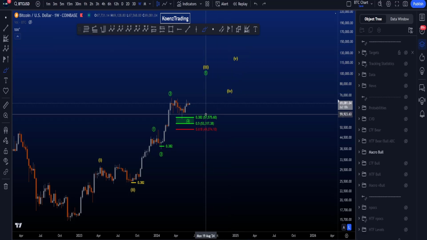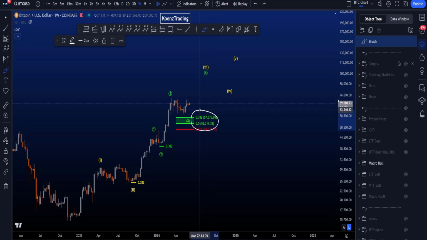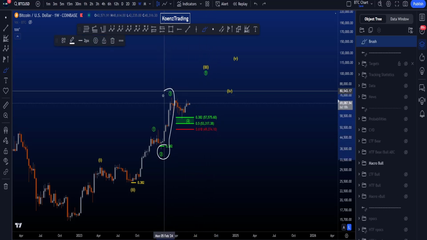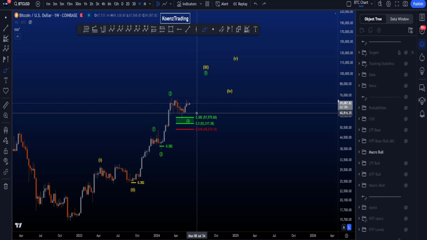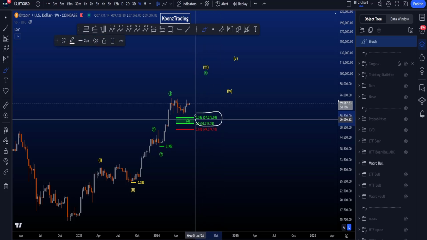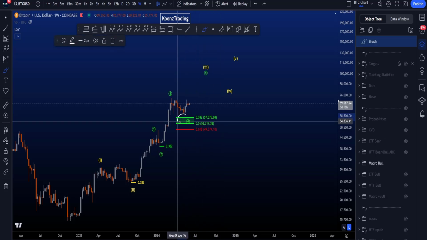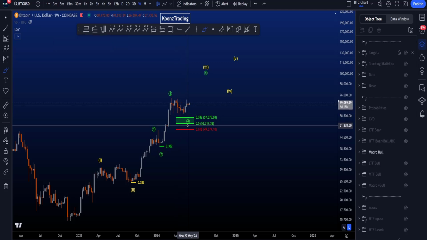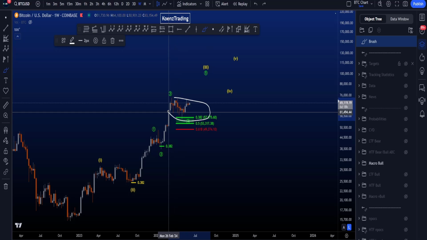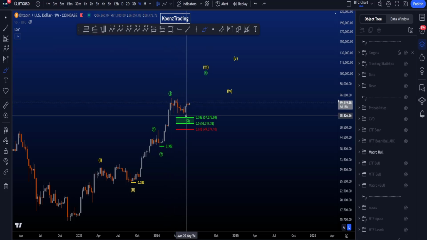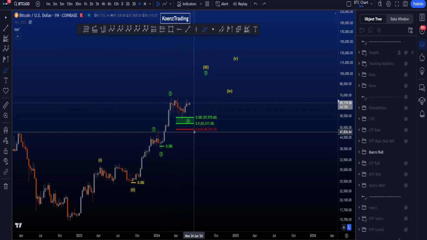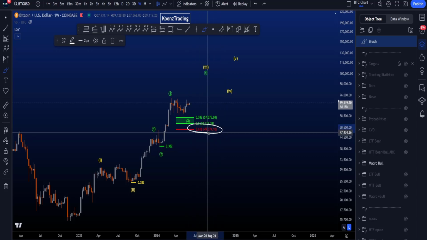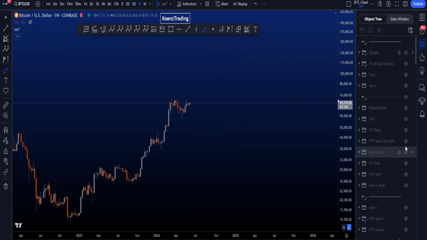Common target area for your wave 4 is between the 382 and the 0.5, taken from the low to the high of wave 3, giving you a target between 57.5 and 53.3k. This low here touched the 382, so is a potential candidate for the low of wave 4, but if price continues ranging in this scenario, that is no problem. As long as the invalidation at least is not hit, the 0.618 at 49.3k.